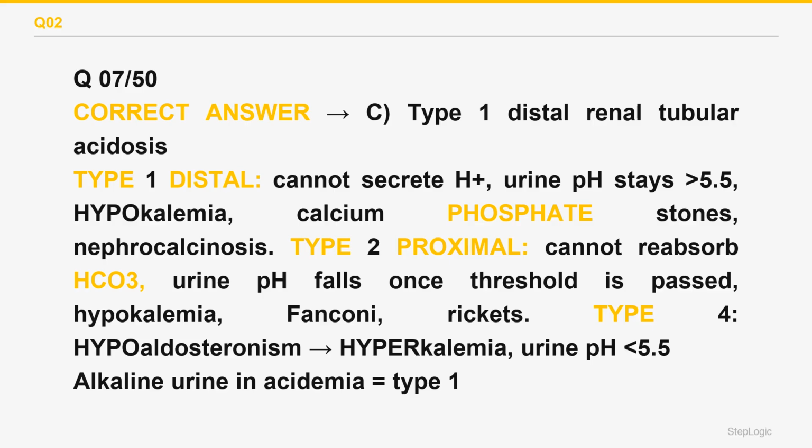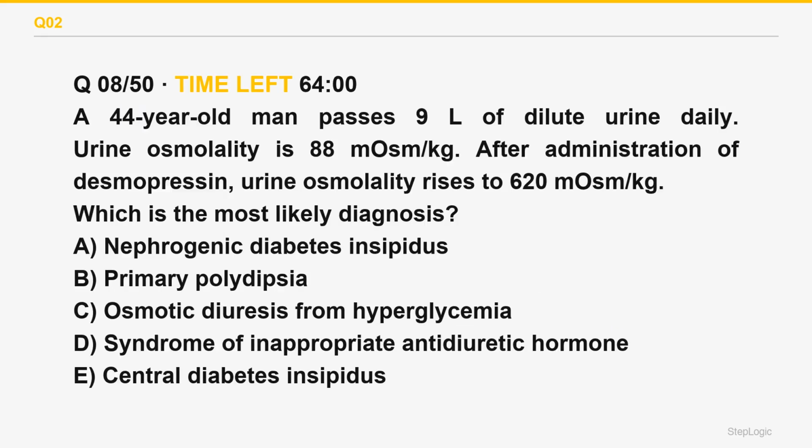The urinary anion gap distinguishes them, being negative in diarrhea and positive in renal tubular acidosis. If you see a normal gap acidosis with urine pH above 5.5, think type 1 and check the potassium, which is the most likely diagnosis.